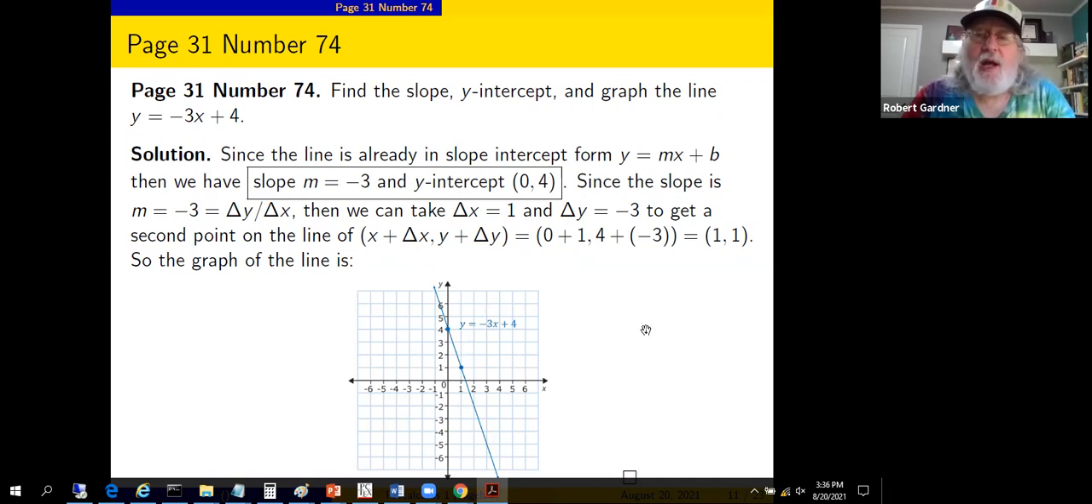2 points gives us a line. They wanted the graph, and there you go.